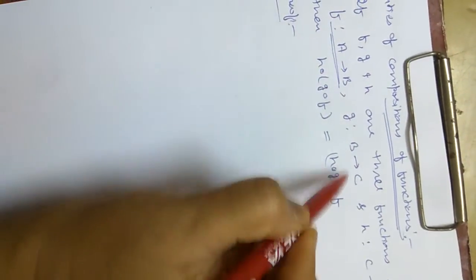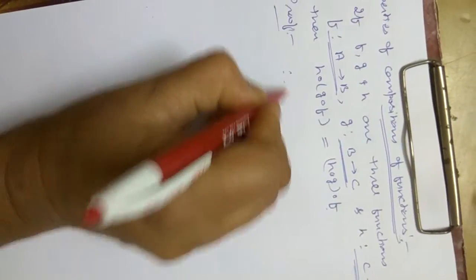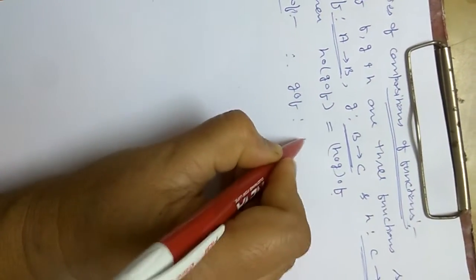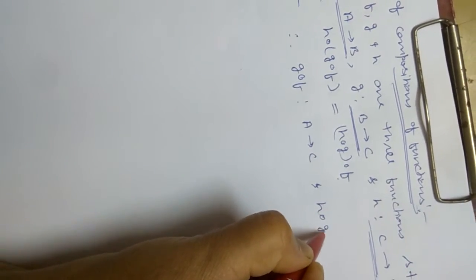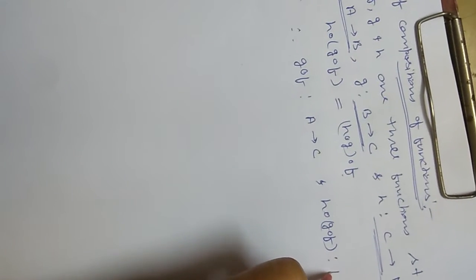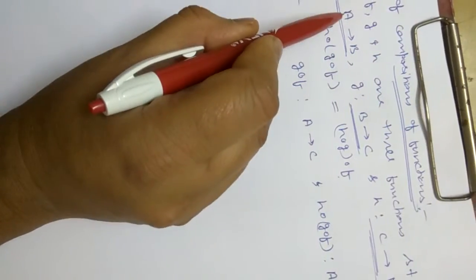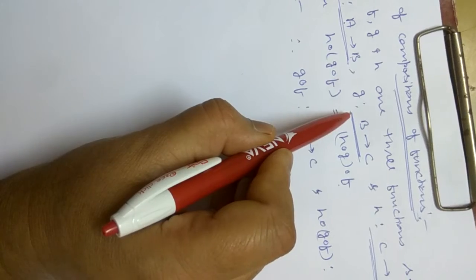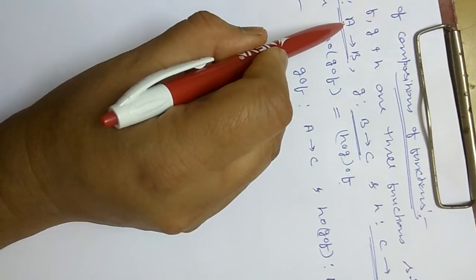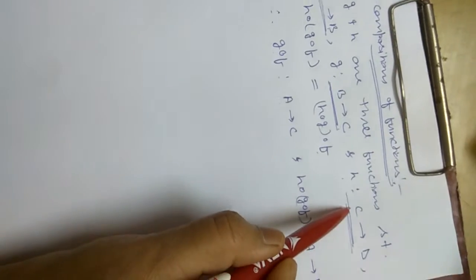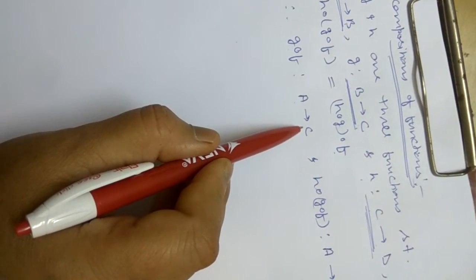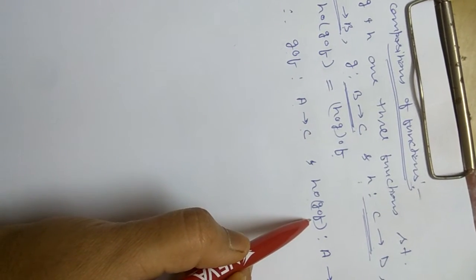As f is a function from A to B, g is a function from B to C, and h is a function from C to D, therefore g∘f is a function from A to C, and h∘(g∘f) is a function from A to D. Because f is a function from A to B, g is a function from B to C, then g∘f is a function from A to C. And now h∘(g∘f): h is a function from C to D, and g∘f is a function from A to C. It means h∘(g∘f) is a function from A to D.